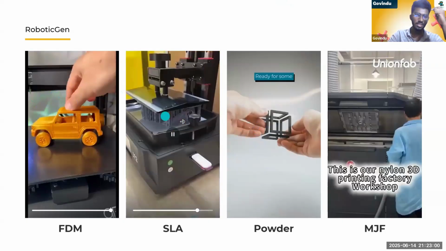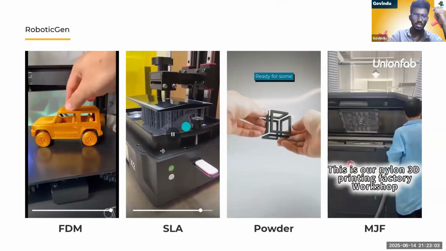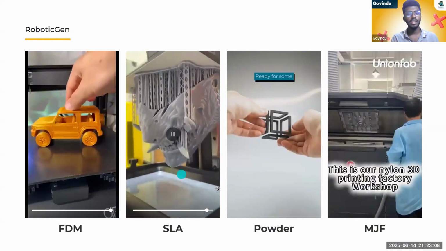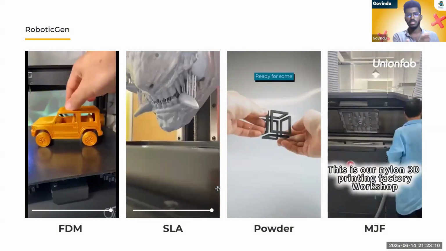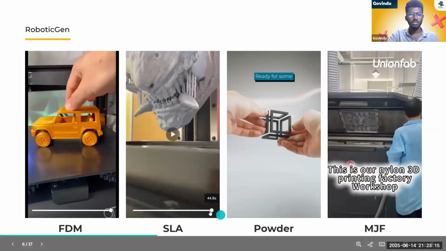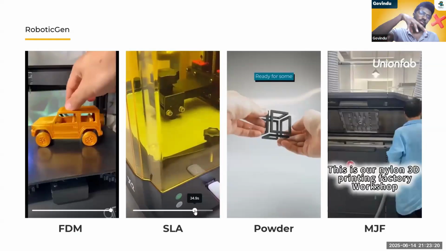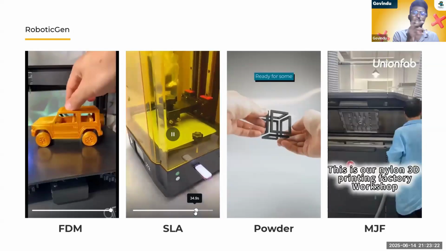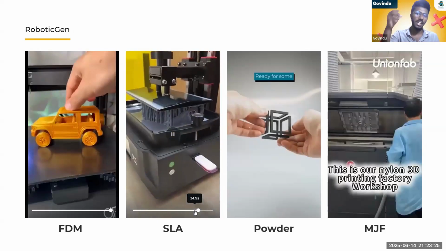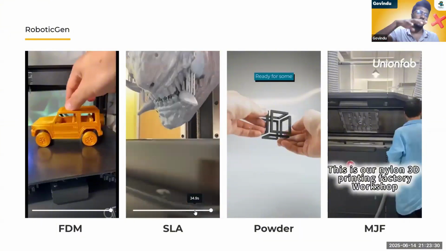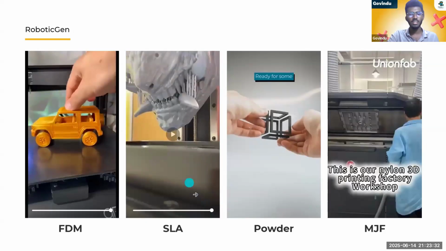This is SLA printing. It solidifies the liquid layer by layer. So it solidifies like in here, on the bed. One layer is solidifying one by one, and like that it will get the final design.